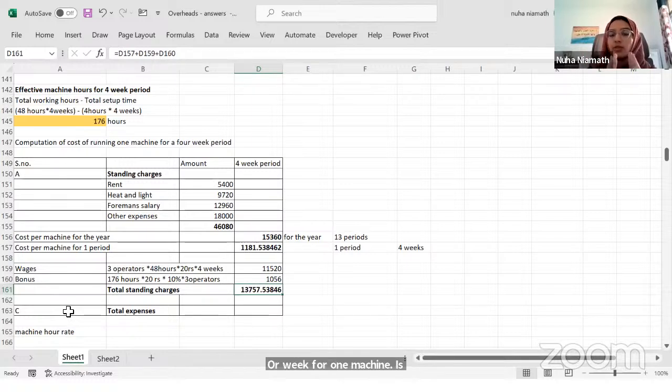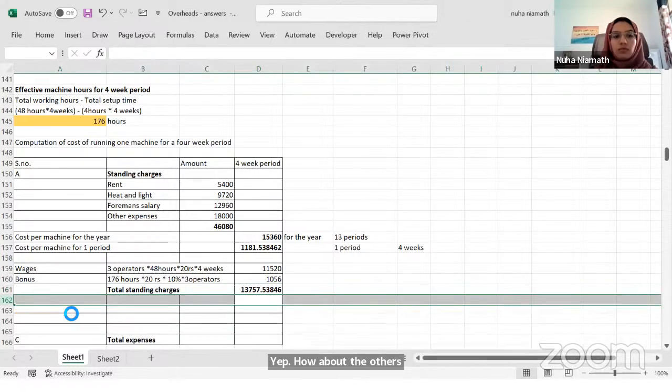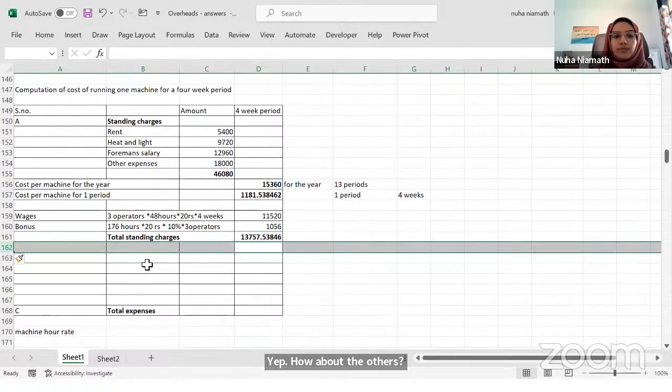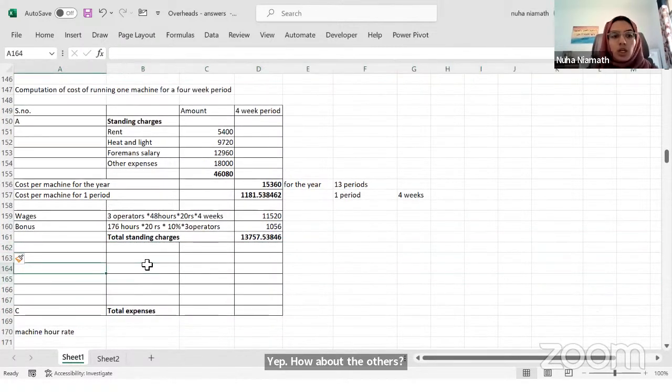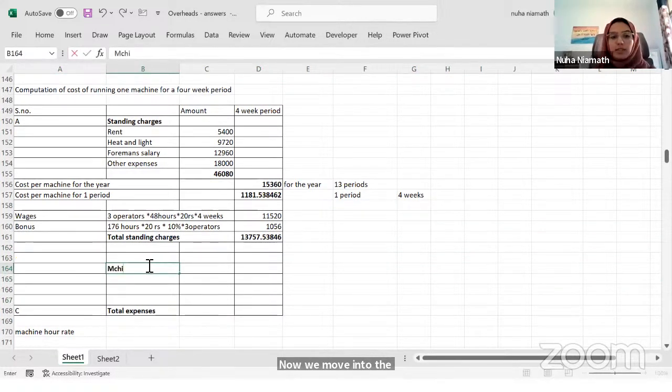Is everybody clear about all the calculations here? If there's any calculation you want me to repeat, please let me know and I will do it right away. Clear? How about the others? Okay, perfect. Now we'll move into the actual machine related expenses.